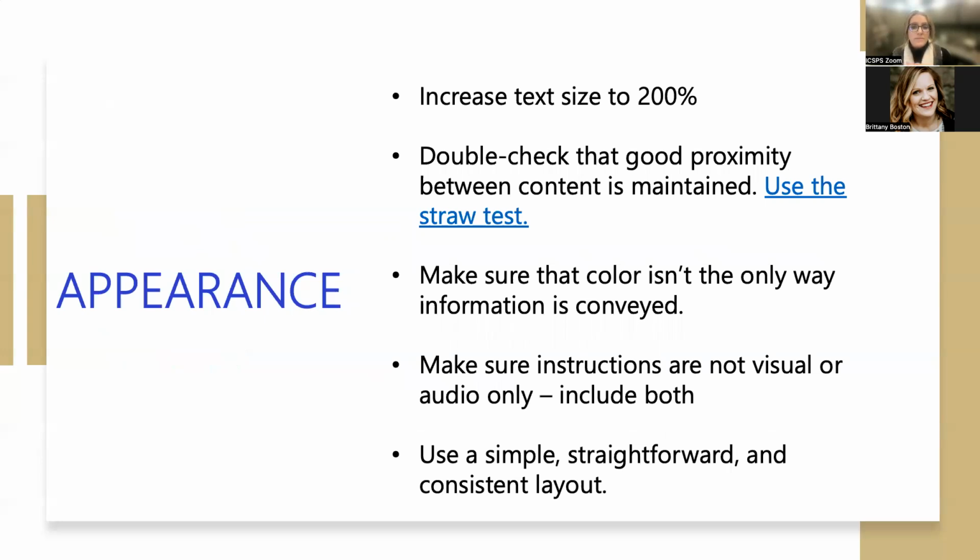Appearance, how your website or app content looks in any given situation. We want to make sure that this is compatible for things that are accessible on a mobile device or an iPad. Make sure that color is not the only way that information is conveyed, right? You don't want to use color as the only thing emphasizing importance on something like "register here for fall semester," right? We want to make sure instructions are not visual or audio only. We want to have visual and audio instructions.